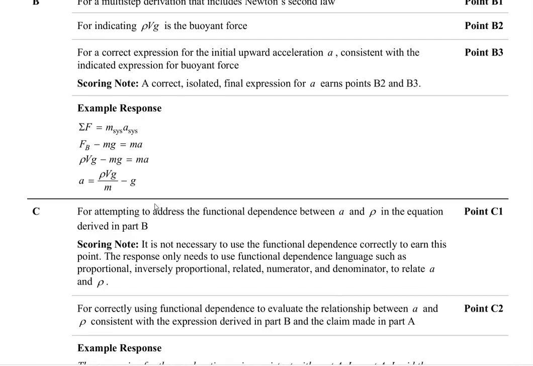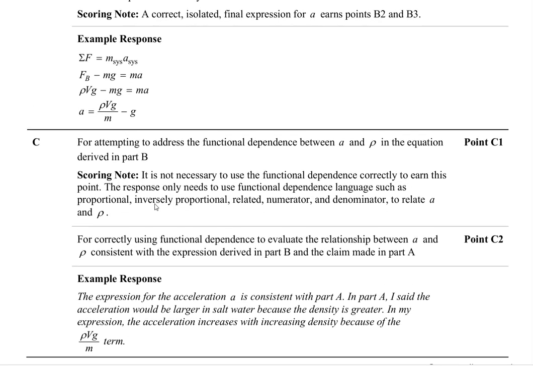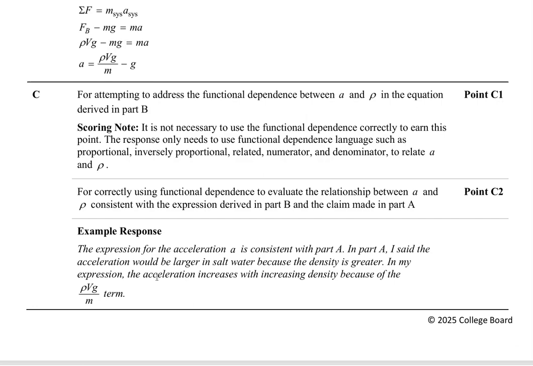So that's important. Here, did you attempt to address the functional dependence? Like basically, yes, it agrees because of this. Yeah, it agrees for correctly functional. Theirs is weird because they talked about the whole fraction here, and they didn't say numerator, denominator. So the acceleration will be larger, the density larger. In my expression, the acceleration increases with density because of the rho vg over m term. This whole thing. I'm like, all right, that sounds a little weird. I guess they'll accept it, but simply say if the density increases since it's in the numerator, acceleration will increase because it's in the numerator.